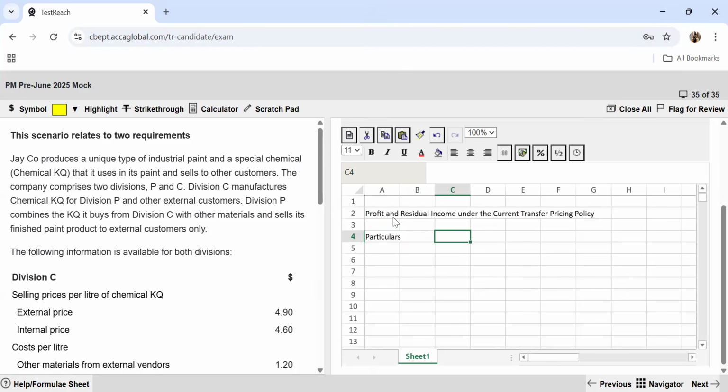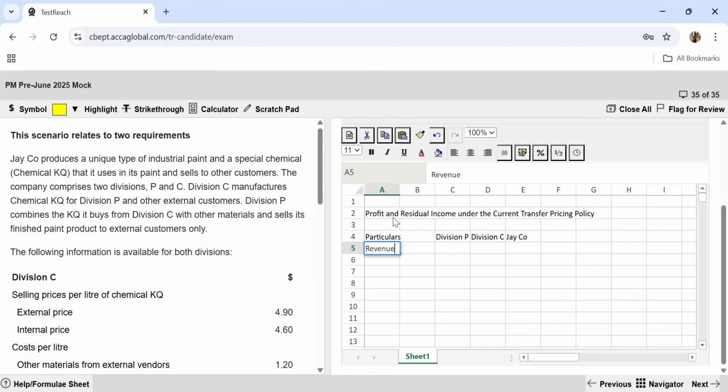Then I put in the first division. The first division that I would put is division P, division C, and then I have to take J company as a whole. So this is all of the proforma that I have created.